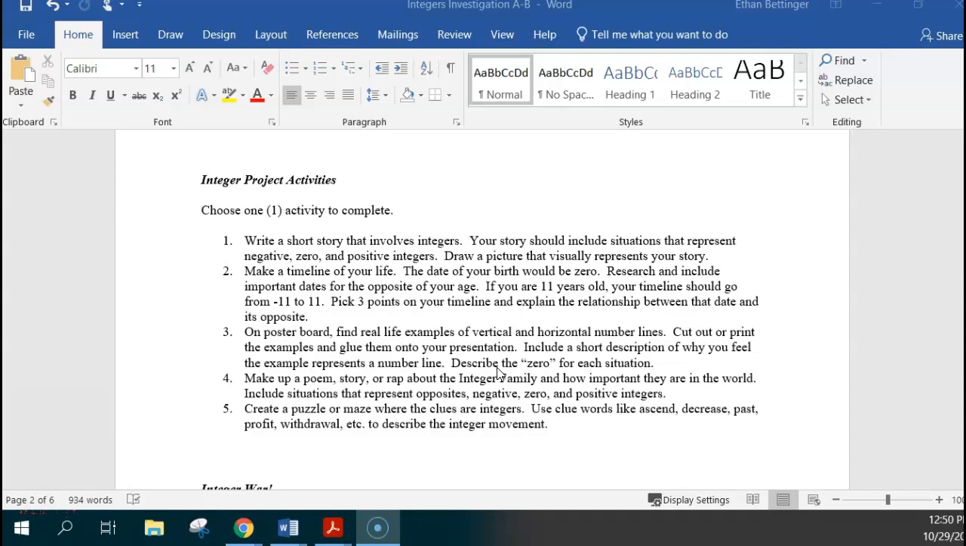If you have an idea for something, share it with me later. Okay? Those are five options. If you have one that you want to come up with to represent integers, you just have to let me know, and I will approve it. What I want you to do, take the next minute or two, read through these, and see if you have any questions, because I briefly talked about it.